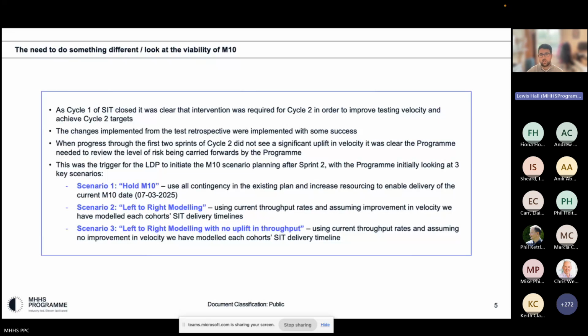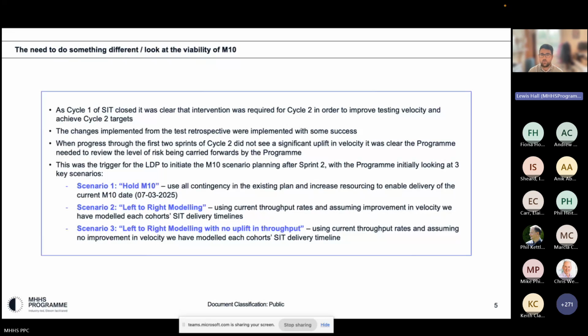And we implemented some of these initial actions, and we've been tracking those weekly through FTIG, and they were implemented with some success. We continue to monitor progress through the first two sprints of cycle two. And whilst there was a marginal uptick in velocity of testing, it wasn't significant enough. And we knew that now we were starting to carry a level of risk as a program that needed to be assessed. This was the trigger for us to then initiate the scenario planning work. So we started doing this after sprint two.